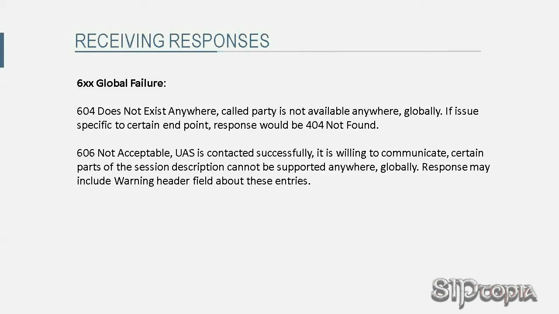The final 6xx global failure defined in RFC 3261, 606 not acceptable, is a response the user agent server could send if the user agent server is contacted successfully and it is willing to communicate, but certain parts of the session description cannot be supported anywhere globally. In other words, the user agent server was reached, but the request had certain entries in the session description, perhaps in message body section with session description protocol, that cannot be supported. The response may also include a warning header field with some details about these entries.